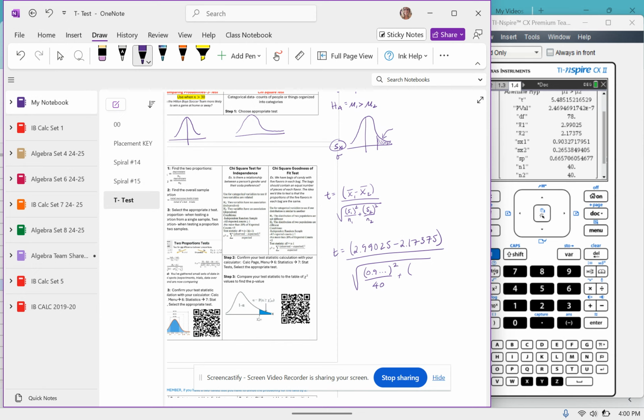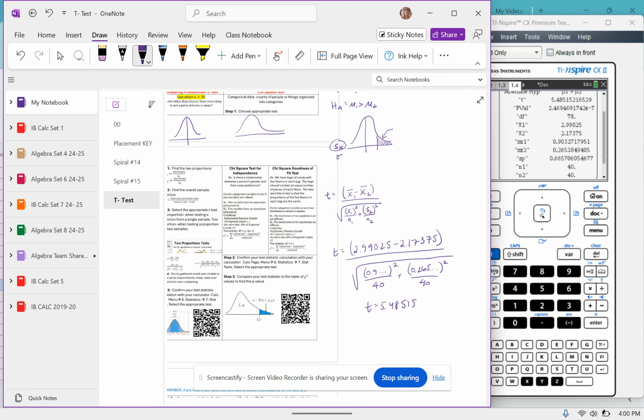And then this would be for the sampled standard deviation for the second one. Square it over 40. Okay. So if I type that in my calculator, I would end up getting 5.485, right? So I would end up getting my test statistic is 5.48515.